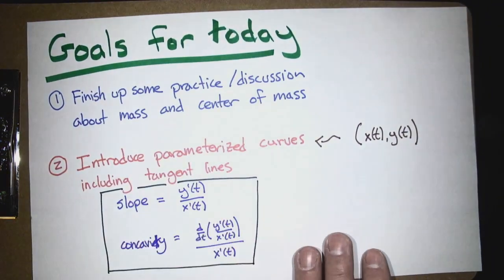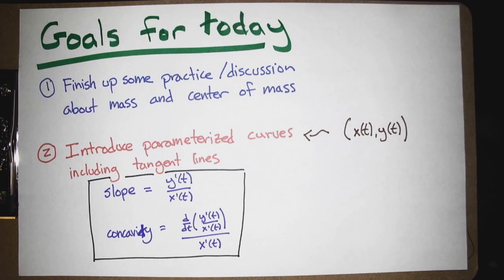All right, now, what are our goals for today? Well, we need to finish up our discussion and practice about mass and center of mass. There are still some things left for us to do. And we're going to introduce parameterized curves. We're starting today with what they are. We're going to keep going next time with applications. And we're going to talk about finding tangent lines and concavity.